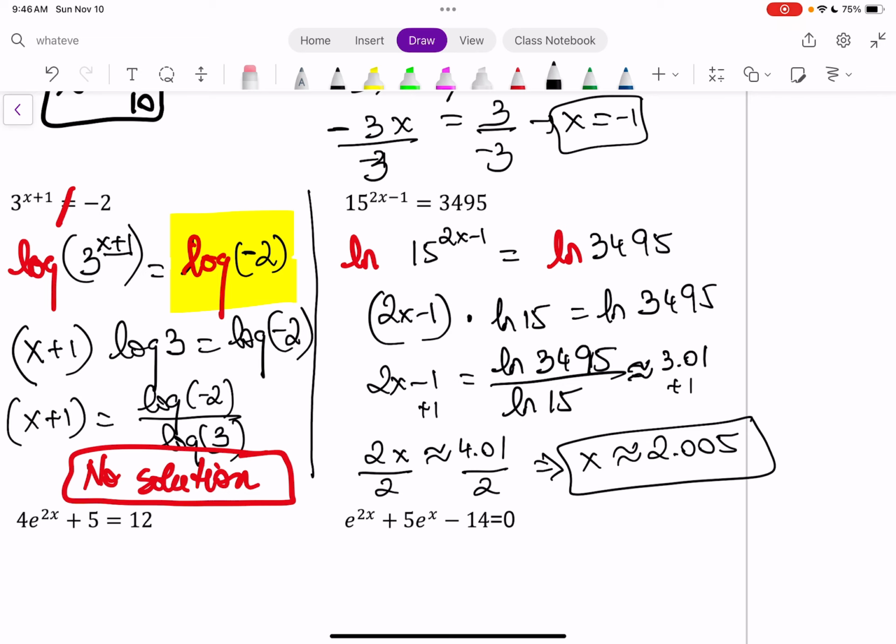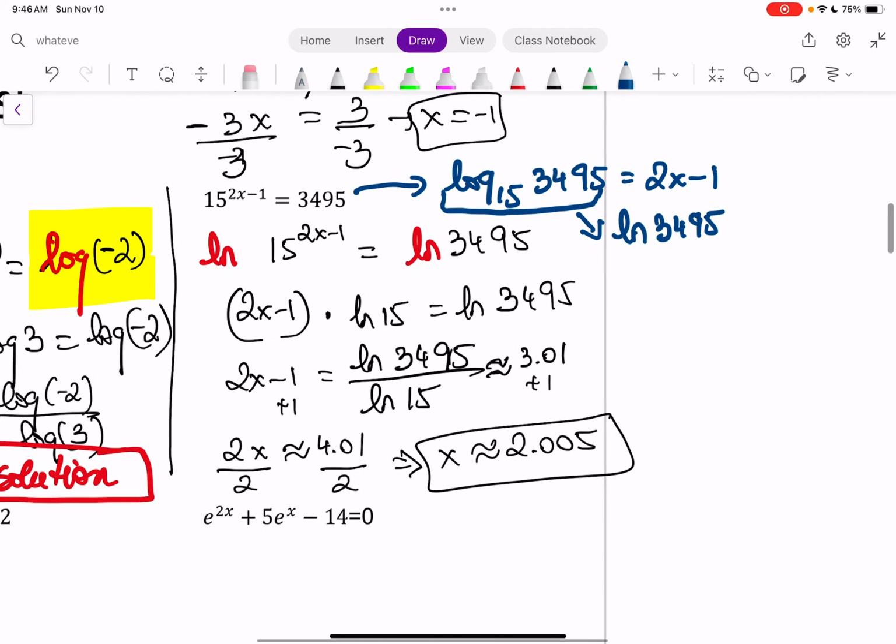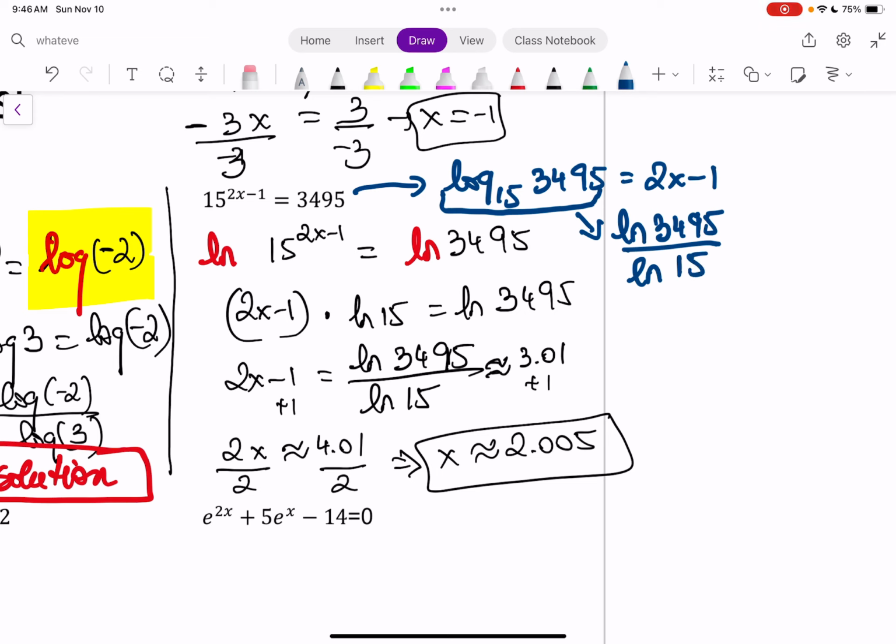Again, even if you would have just simply from here switched this to logarithmic form, log with base 15 of 3495 equals 2x minus 1, it would have been just about the same. Again, switch to logarithmic form. However, I don't know how to find this log. So to find this log, what do I have to do? I have to change the base. So let's say I'm changing it to a natural log base. So that's ln of 3495 divided by ln of 15.